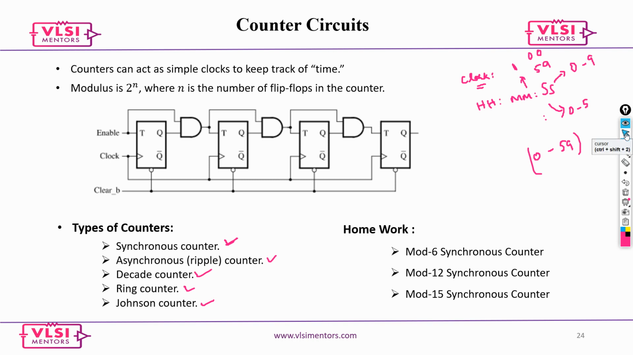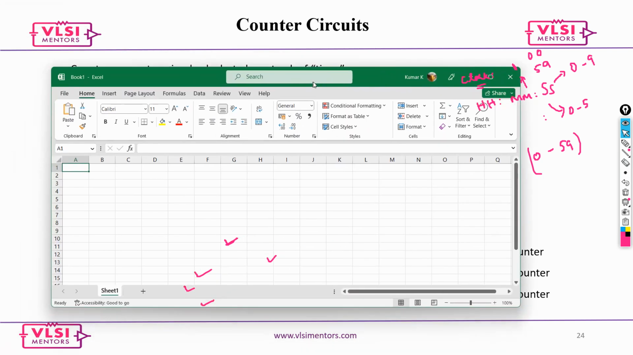Now let's quickly design a counter. How do we design it? Let's look at mod 10. Let's design a mod 10 counter. How many flops do we need? How many registers do we need if we want to implement a mod 10 counter?